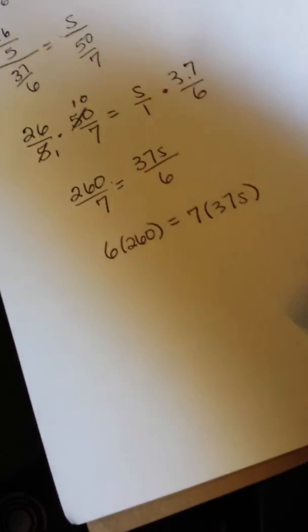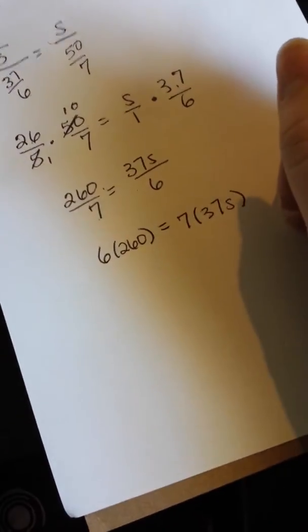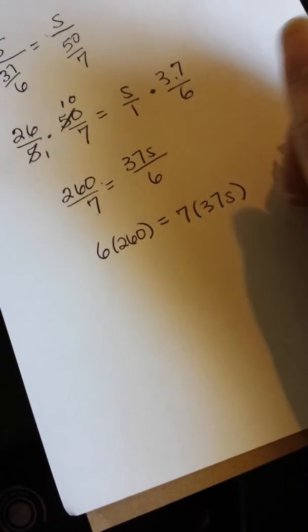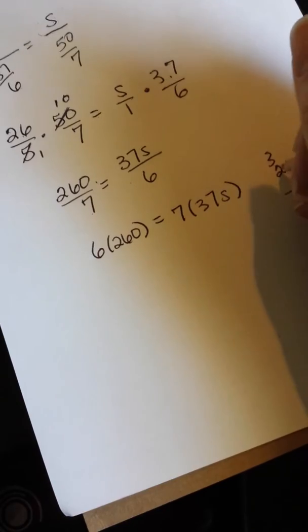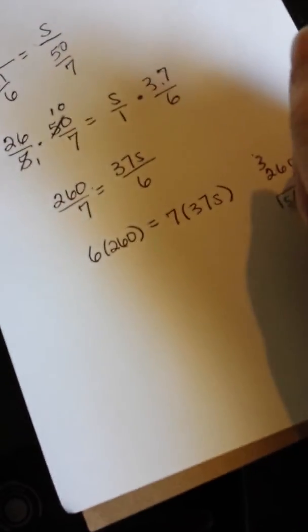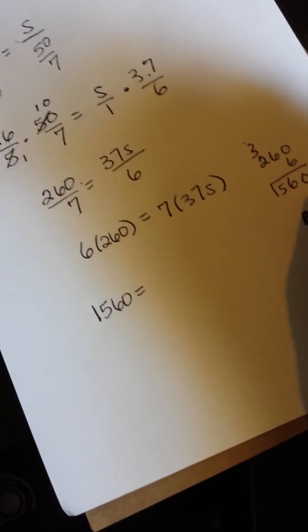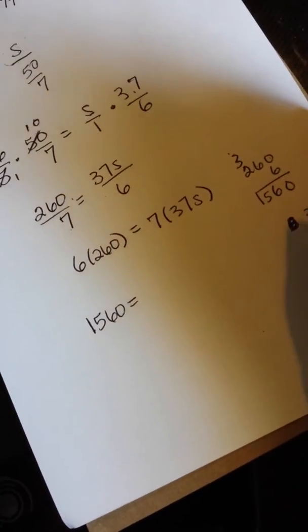Now, I don't have a calculator with me right now, so I am going to have to do this by hand. I have 260 times 6, so 6 times 0 is 0, 6 times 6 is 36, 6 times 2 is 12, 13, 14, 15. This is 1560 is equal to 7 times 37. So I have a 9, bring up a 4, 7 times 3 is 21, 259.